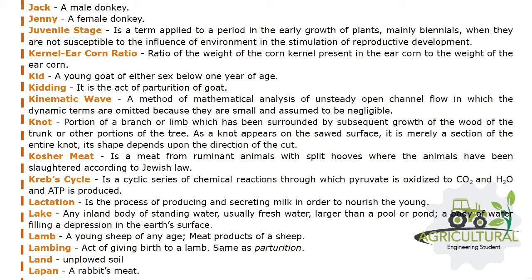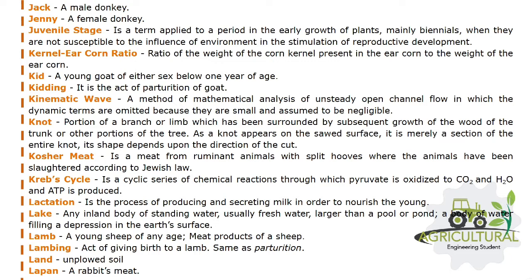Juvenile stage is a term applied to a period in the early growth of plants, mainly biennials, when they are not susceptible to the influence of environment in the stimulation of reproductive development. Kernel-ear corn ratio, the ratio of the weight of the corn kernel present in the ear corn to the weight of the ear corn. Kid, a young goat of either sex below 1 year of age. Kidding, the act of parturition of goat.